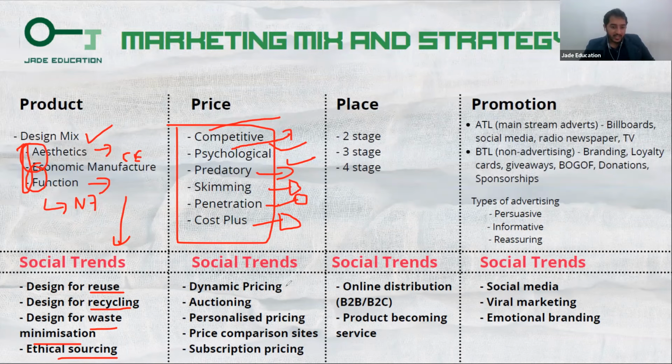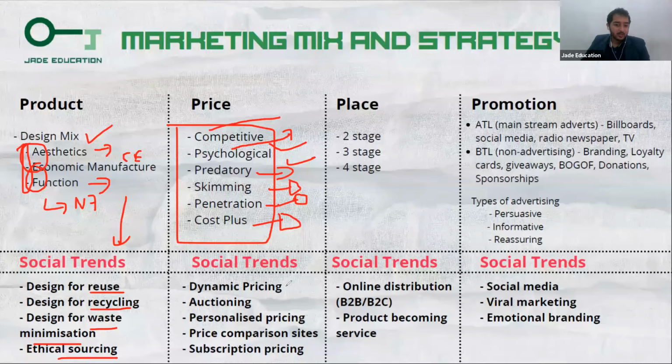Social trends, guys, there's dynamic pricing. People nowadays tend to change their prices always. It's very dynamic. Prices can change. Auctioning, like eBay, you can buy things on auction. Personalized pricing, you give a price particular to that particular person. Price comparison sites is now a new trend that has come on board. So you're trying to price it accordingly, according to price comparison sites. You guys know Trivago, Booking.com, all of those are price comparison sites.